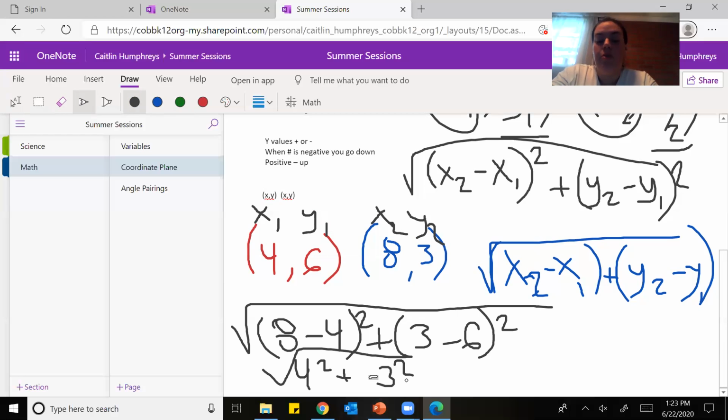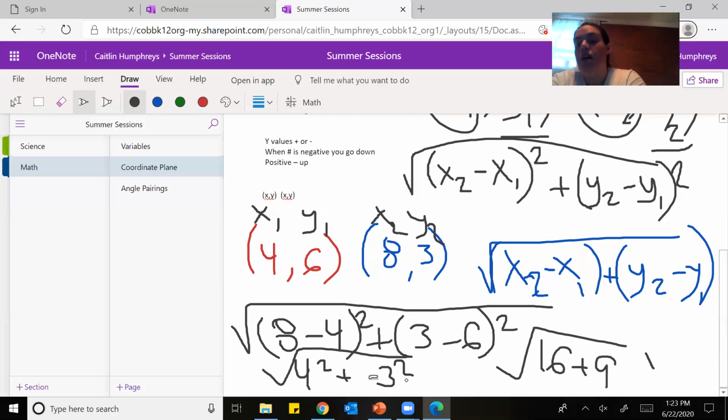Well, if I take 4 times 4, 16, positive 16, right? A negative times a negative is positive. 3 times 3 is 9. Square root of 9 plus 16, well, 9 plus 16 is 25. The square root of 25 is 5.